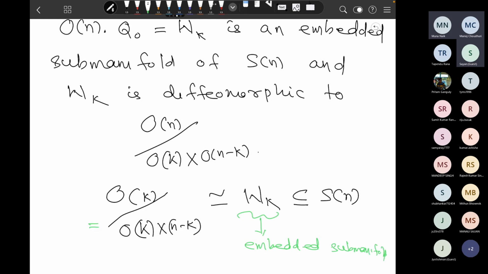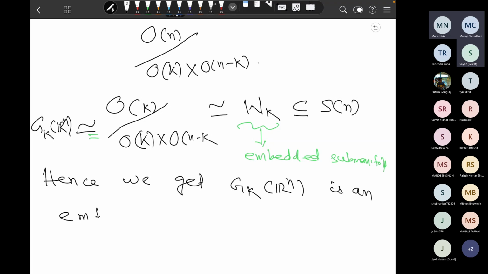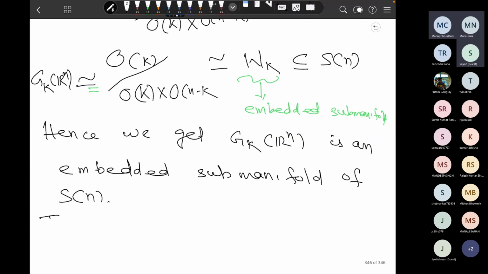So that means the smooth structure of O(N) mod O(K) cross O(N minus K) is the same thing as really, this is actually G_K(R^N), right? So this is actually G_K(R^N). Hence we get that G_K(R^N) is diffeomorphic to W_K. Hence we get that G_K(R^N) is an embedded submanifold of S. Thus G_K(R^N) is a Riemannian manifold.